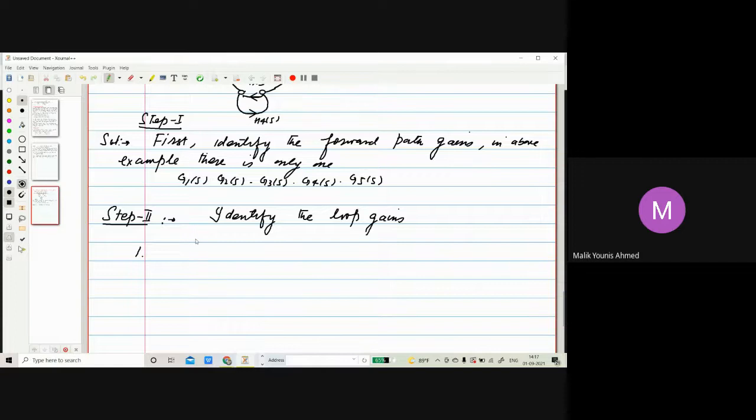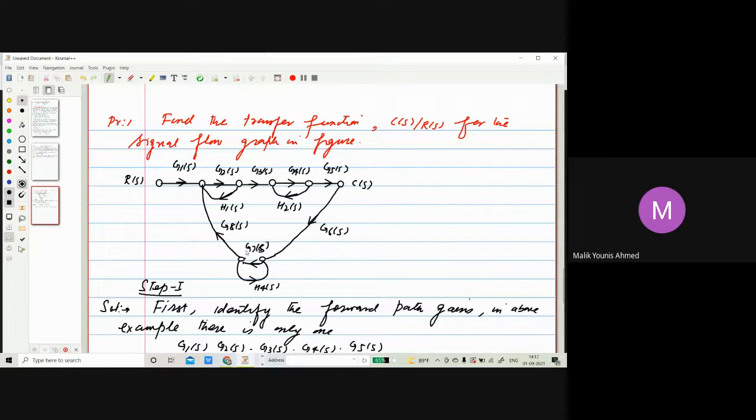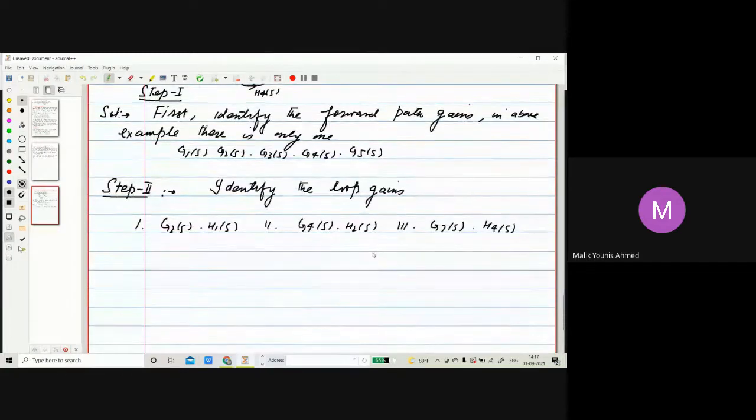Number 1, G2 of S H1 of S. Number 2, G4 of S H2 of S. Number 3, G7 of S. Everybody knows these loop gains. That is easy. Only the last one to identify. The last one to identify is the bigger loop. This one. Okay. So loop gain number 4 is G2 of S. Then why did we denote them with G and not H?